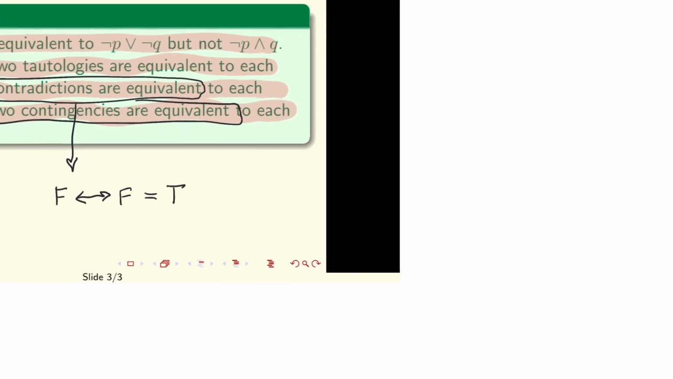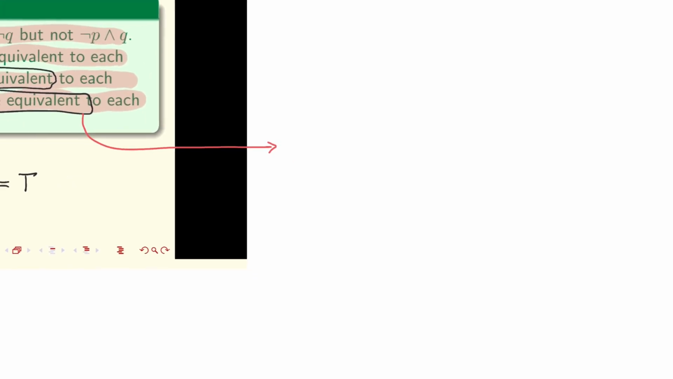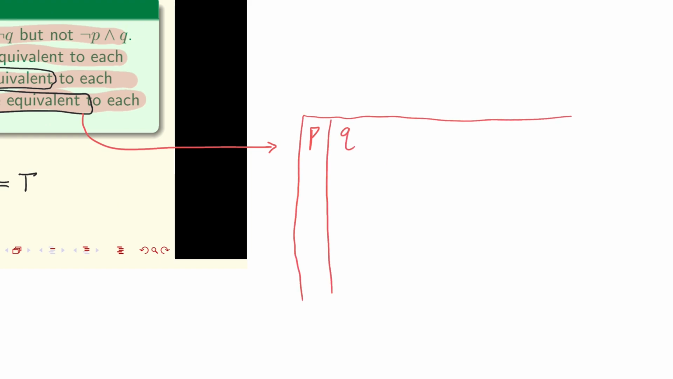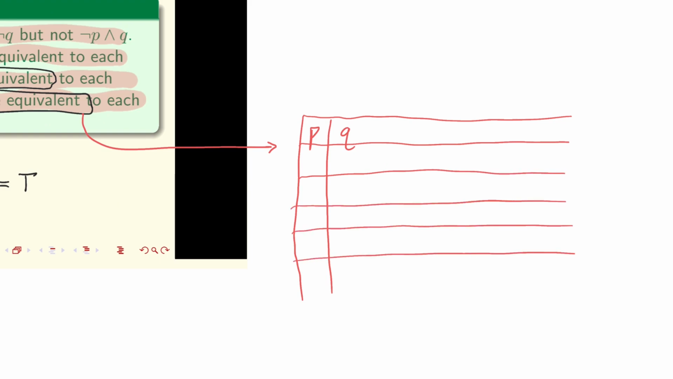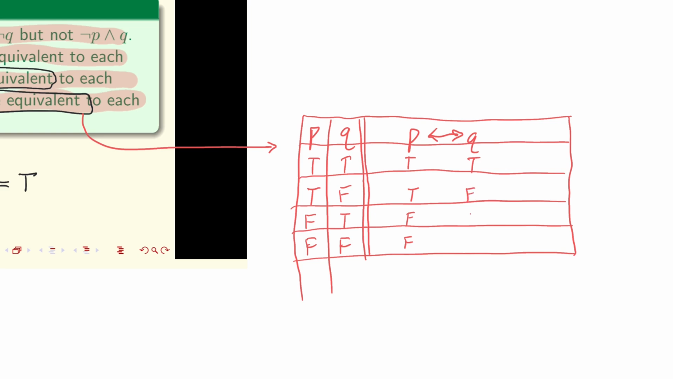Now to demonstrate that not every two contingencies are equivalent to each other, let's just write down a sentence P and a sentence Q, completely different, maybe unrelated propositions. P is a contingency, Q is a contingency. When we form the biconditional between the two and write down its truth table, we see that at some rows it is true, and at some rows it is false, and that means that these two are not equivalent to each other.